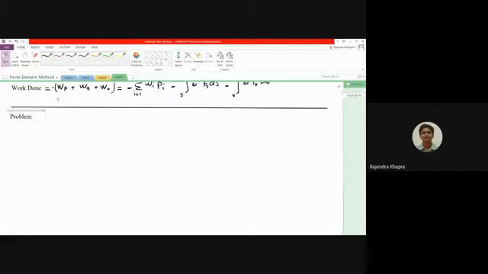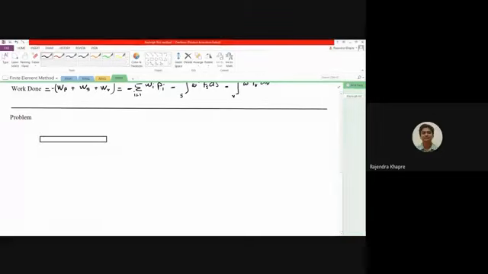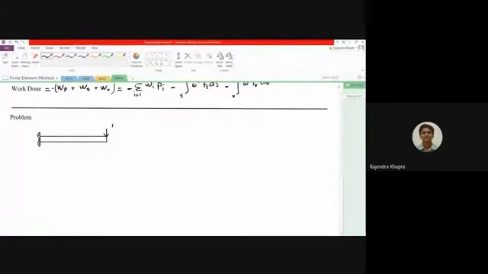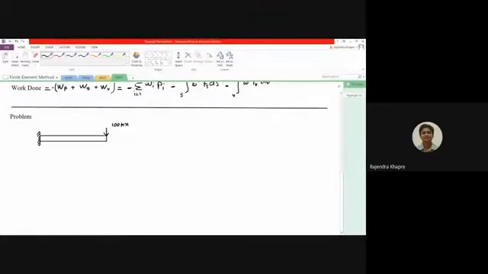Now I am going to take a very simple problem. I'm going to take a cantilever beam. So let us say this is my cantilever beam over here. We have a fixed support like this, and then we have a load of, let us say, 100 kilonewton, which is acting at the tip of the beam. Then let us consider the dimensions. For example, this dimension is 5 meters.